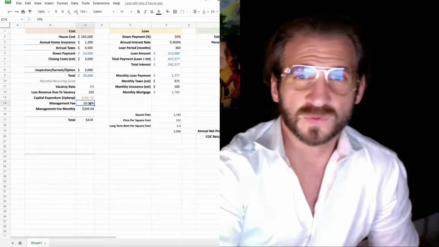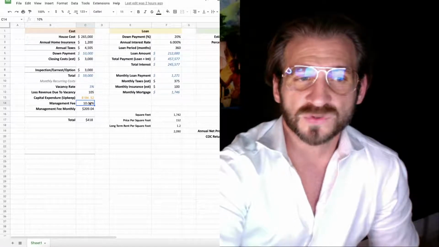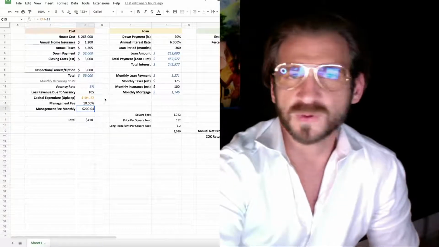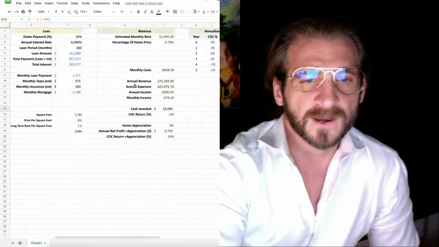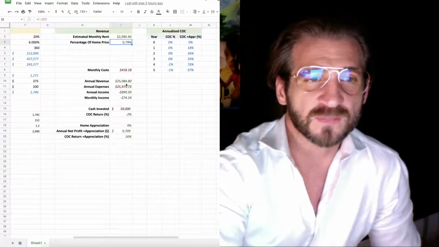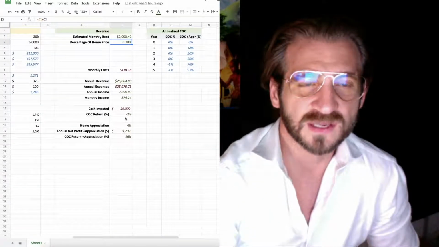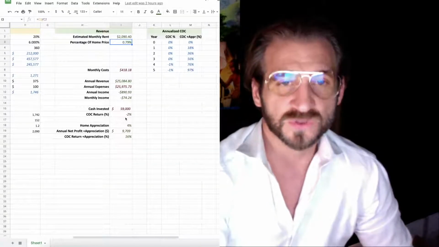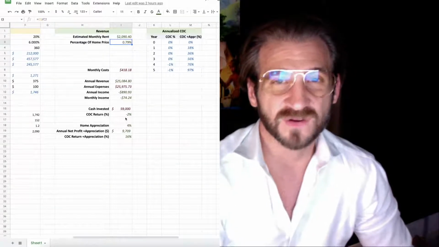Management fees, some people do 20%, other people do 5 to 8%. So I'm just putting 10%. These would be about $200 a month. After it's all said and done, we have a percentage of the home price almost at 0.8%, which is really good for Dallas. Very, very, very good.